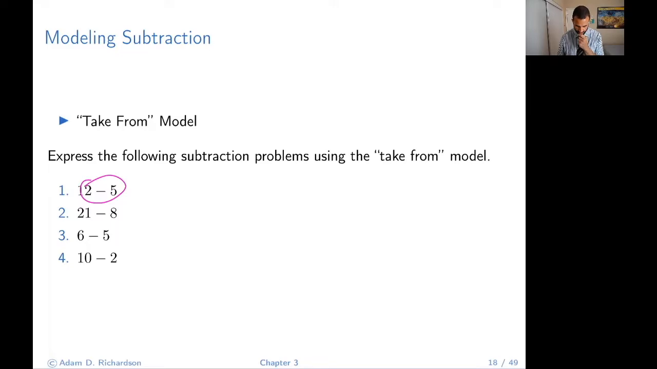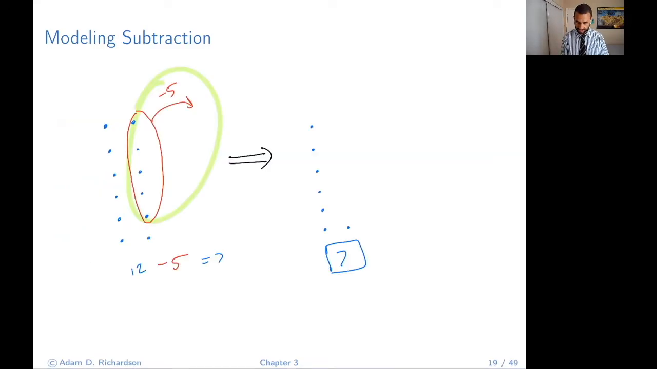Let's do, you know what? Let's try this. Let's do 21 minus 8, except this time I'm going to use base 10 blocks. Who says that we have to use dots? We can use base 10 blocks. So let's try to do that here.